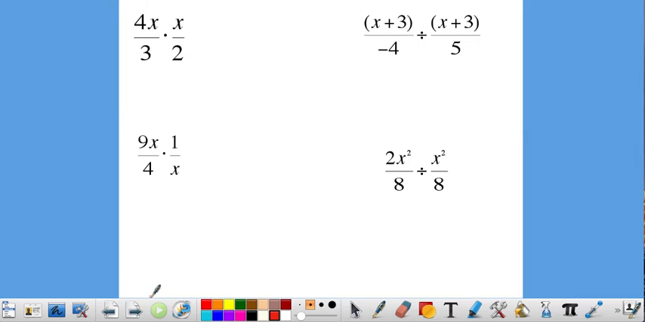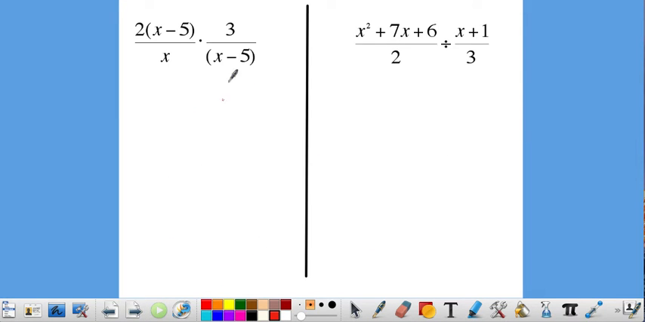I'm going to do one more quick page just for fun, knock out a couple quick ones. I'm going to do these two actually, more interesting. So 2 times x minus 5 over x times 3 over x minus 5. x minus 5's cancel, you're left with 6 over x.